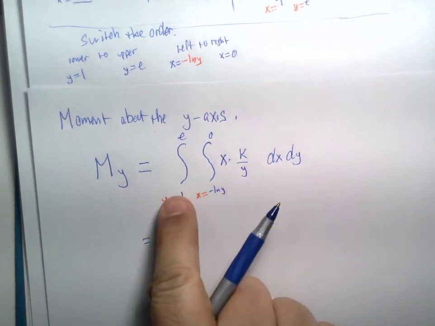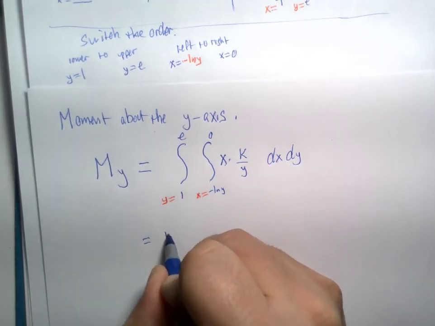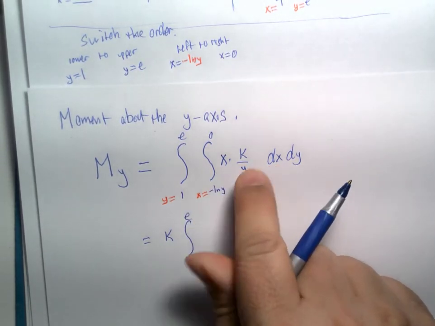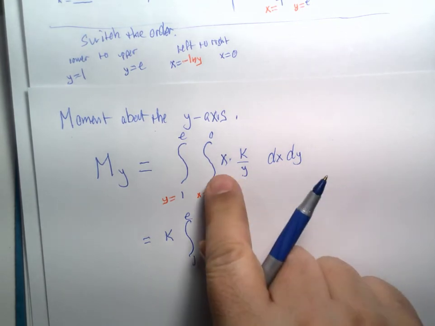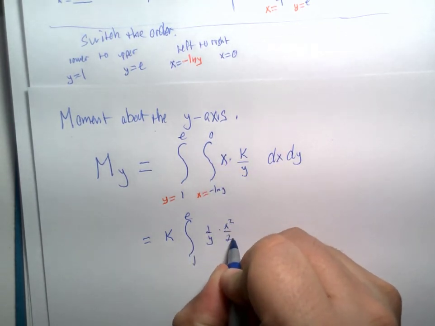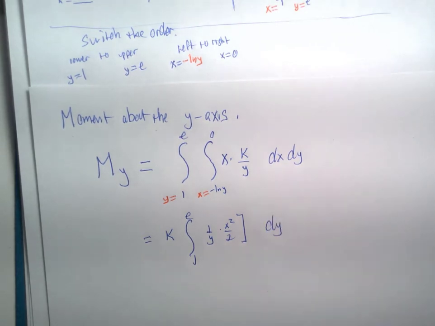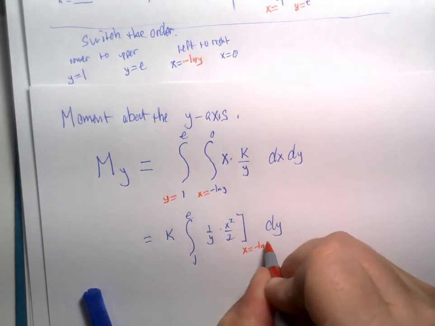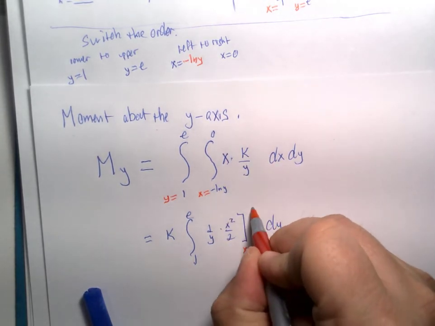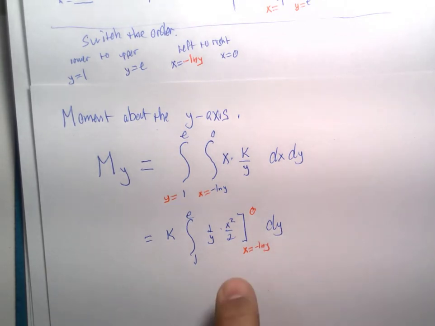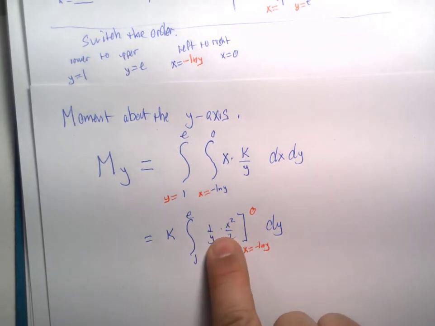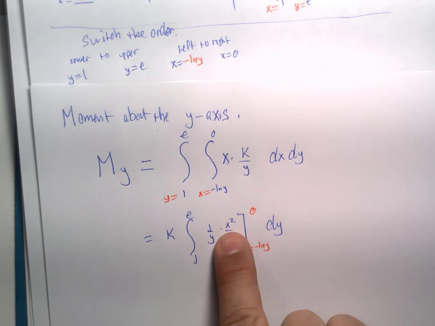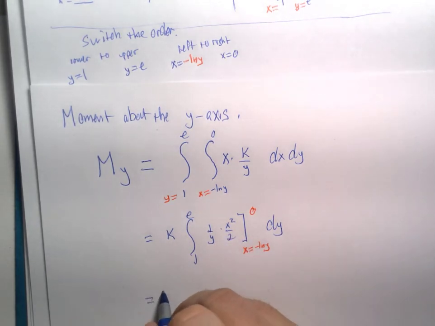All right, constant k factors out. 1 to e. X is the variable, y is a constant, so we'll leave 1 over y here. And I get x squared over 2. And I know that x goes from negative natural log of y to 0. Well, if x is 0, this whole quantity is going to be 0. And if x is negative natural log of y, I'll square that. It will become positive. But beware.